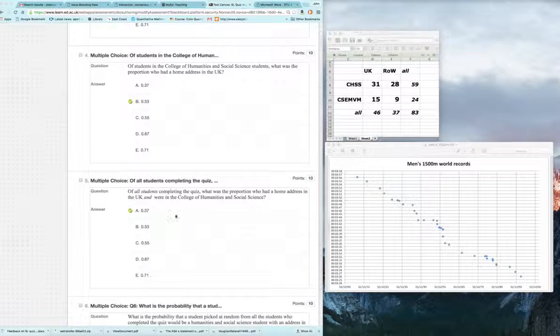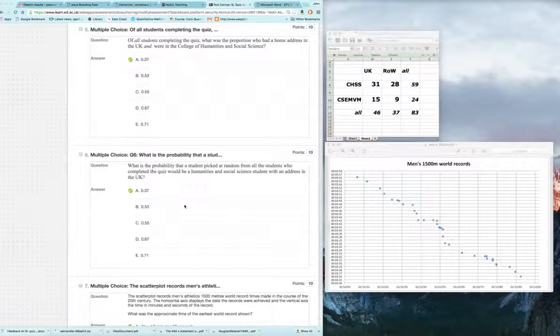And the next question asks you for effectively the proportion of cases in a particular cell as a proportion of all cases. So students who had a home address in the UK and were in the College of Humanities and Social Science, again, that's 31 students there as a proportion of all the students. So it's 31 divided by 83, which comes out at 0.37.